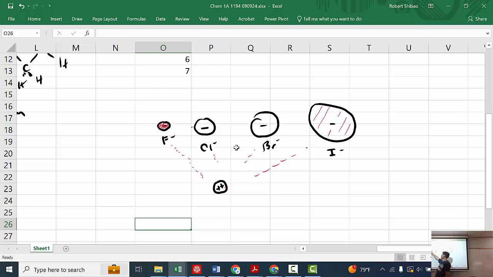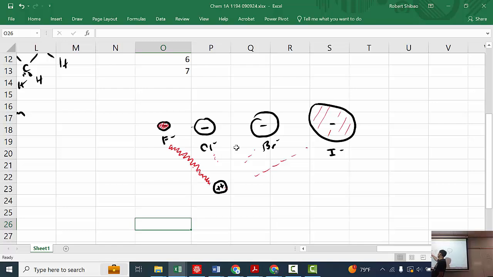Here we have concentrated negative charge. This negative charge over here is spread out over a much bigger volume. Which one do you think is going to be more reactive? The fluoride is going to be more strongly attracted to this. And therefore, there are going to be a lot more exceptions here. These are solubility rules. All the rules have exceptions. We just don't want to memorize too many exceptions.